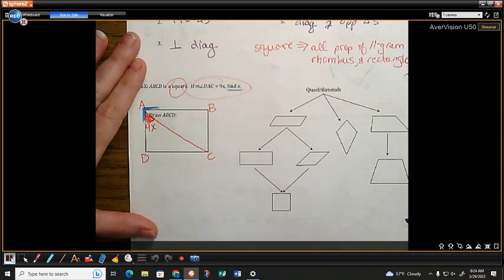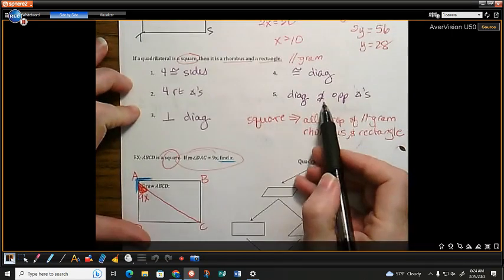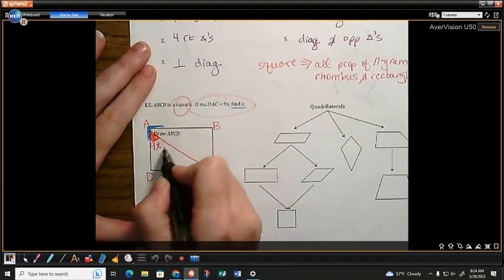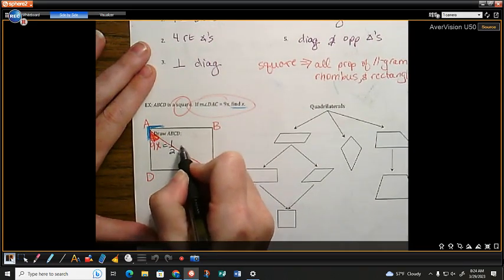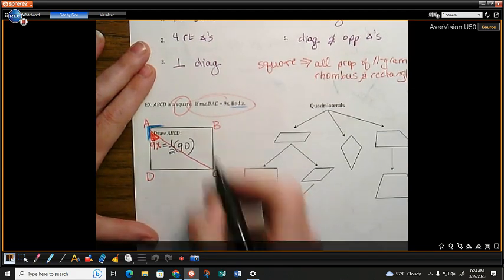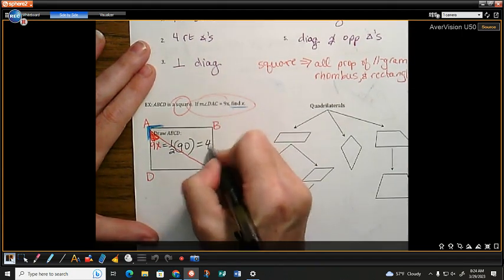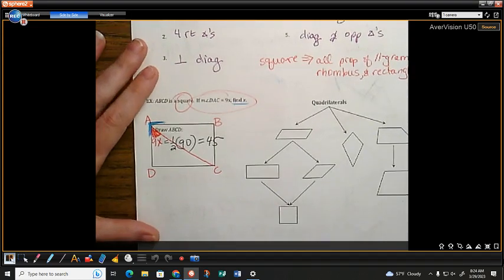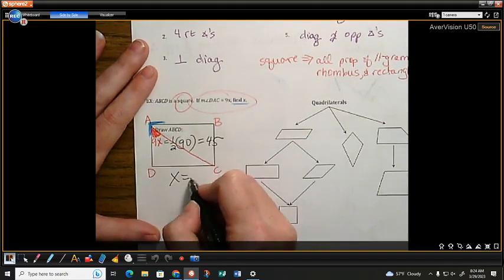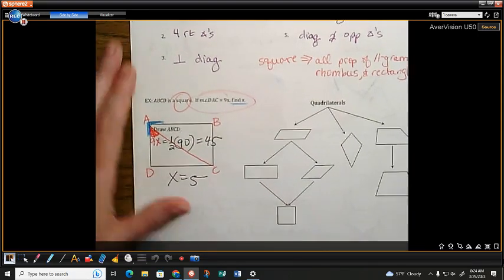Right angle bisected by that. Yeah, in the square, the diagonals are going to bisect. So this is going to be half of 90, which is how much? 45. So now that 9x is 45, can I figure out x? Yeah. And it equals how much? 5. Y'all are so smart.